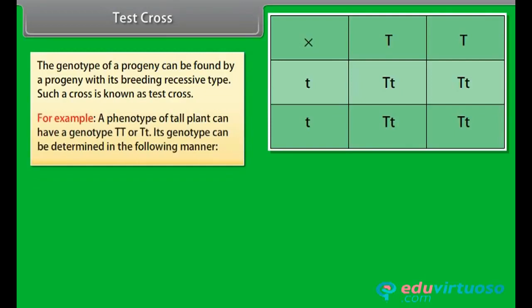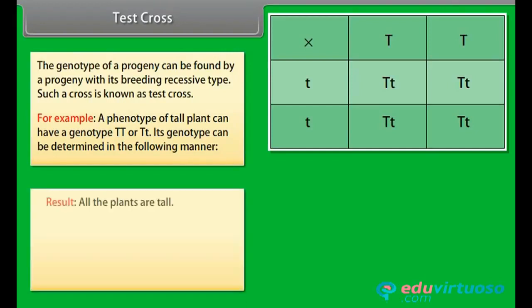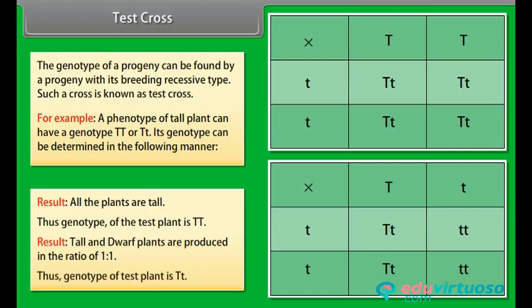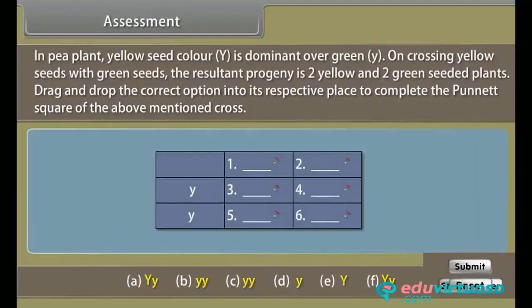For example, a phenotype of tall plant can have a genotype TT or Tt. Its genotype can be determined in the following manner. In the first case, all the plants are tall. Thus, the genotype of the test plant is TT. In the second case, tall and dwarf plants are produced in the ratio of 1:1. Thus, genotype of test plant is Tt.